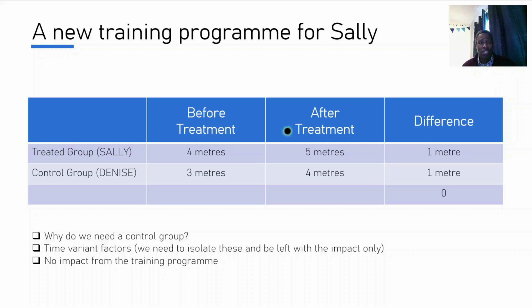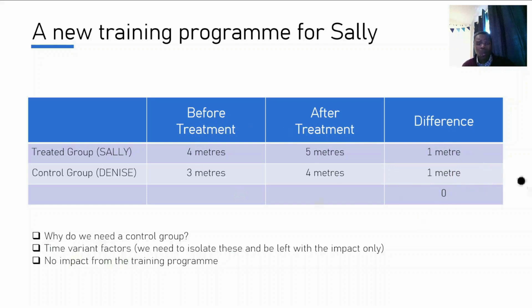And in this particular example here, we can see both of them have improved their distances by 1 meter after Sally's treatment. However, the difference is 0. So can we categorically say that the policy or the treatment has had an impact on Sally? Well, we can say absolutely not, because the difference is 0. So we can say no impact. There's been no impact from the training program.